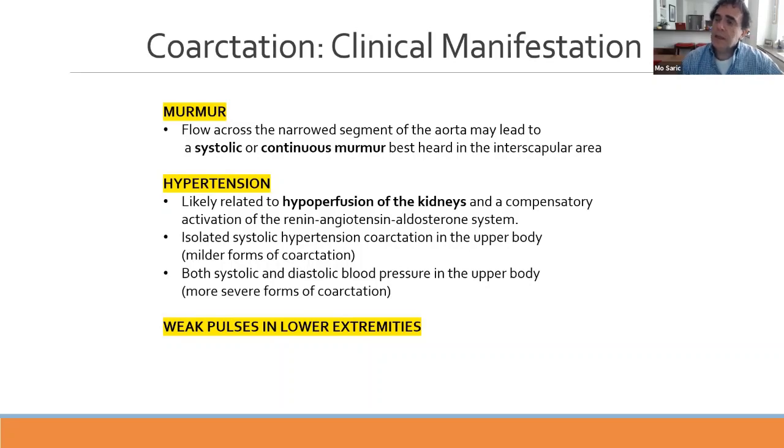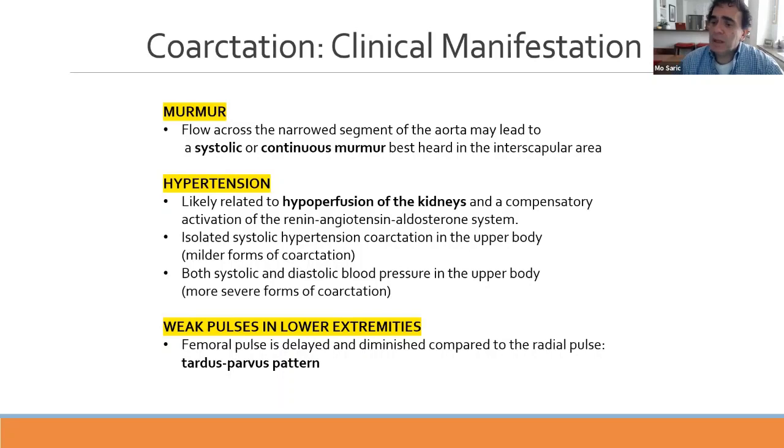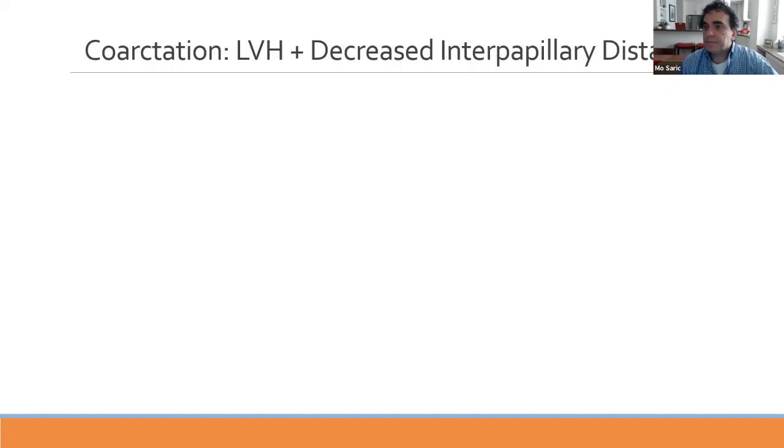And another clinical manifestation is weak pulses in the lower extremities, and femoral pulses are delayed and diminished compared to the radial pulses. And this pattern is known as the tardus parvus pattern, which is characteristic in general of occluded arteries and the manifestations that occur in the post-stenotic region. So the tardus and parvus pattern is a post-stenotic observation in occluded arteries.